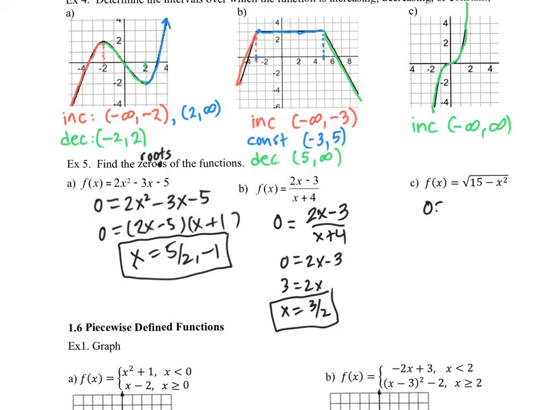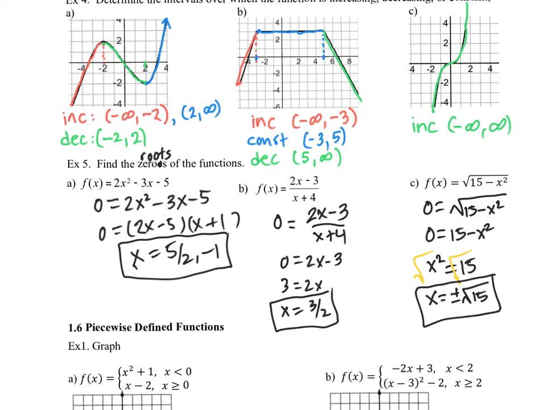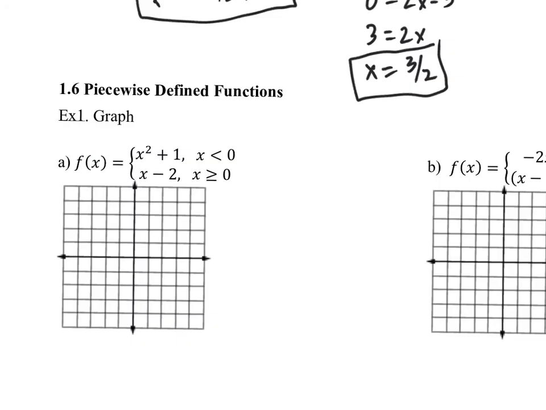One more. This is just algebra stuff. I'm going to square to cancel the radical. So 0 equals 15 minus x squared. I'm going to move the x squared to the opposite side so I can get positives. Then I'm going to square root both sides. But remember this is a quadratic since it's x squared, so I should be expecting 2 answers, which in this case are positive and negative square root of 15. So the roots of this function, or the zeros, are positive and negative square root 15. There are 2 of them.